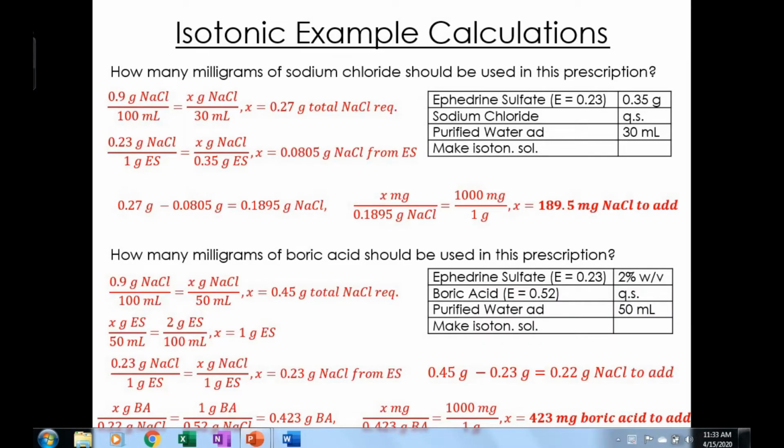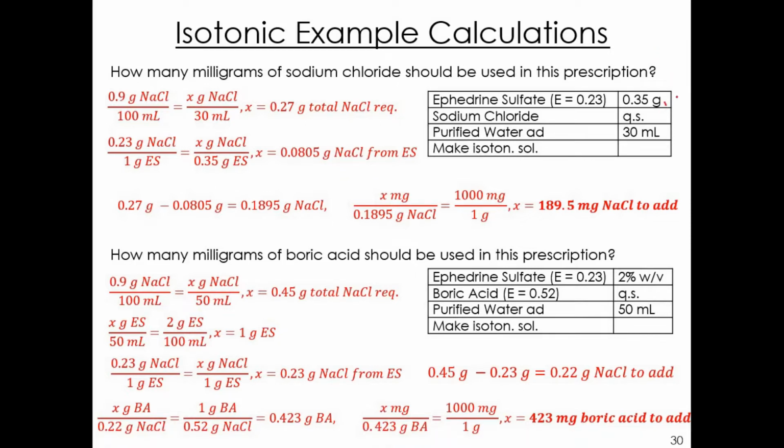So we can apply the process that we just looked at in the picture to a real problem. The first one asks how many milligrams of sodium chloride should be used in this prescription. Let's take a look at the prescription first. The prescription says that it contains 0.35 grams of ephedrine sulfate, and it gives the E value for that, and then asks for a sufficient quantity of sodium chloride to make an isotonic solution. And we're adding enough water to give 30 milliliters of total solution.